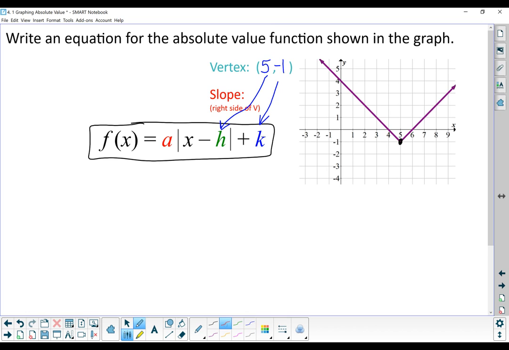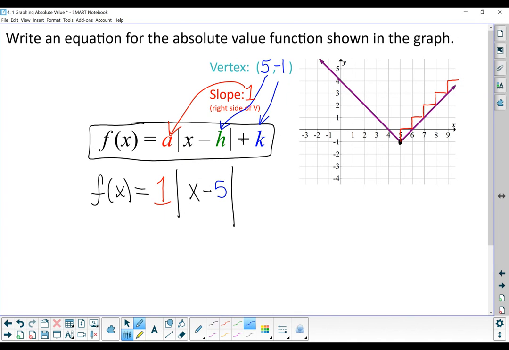And then the other number that we need in order to write our equation is the slope, and count it on the right side of the v. So it looks like this is just going up 1 over 1, up 1 over 1. So our slope number, our a value, would just be 1. So if we write our function now and we fill in those values, our slope is a 1. We have our absolute value bar, x minus the vertex had an x coordinate of 5, and then it had a y value of -1. And so that is our function.